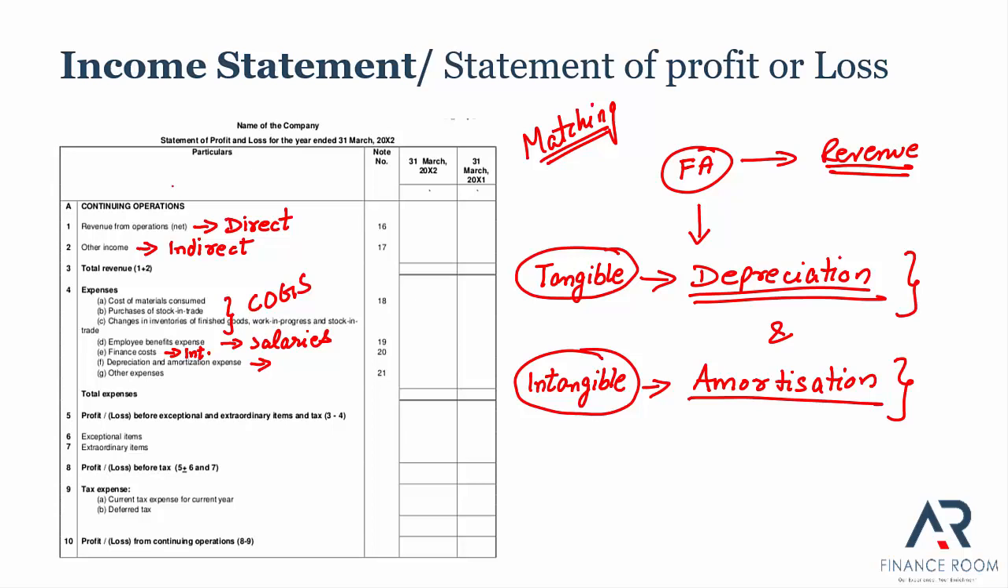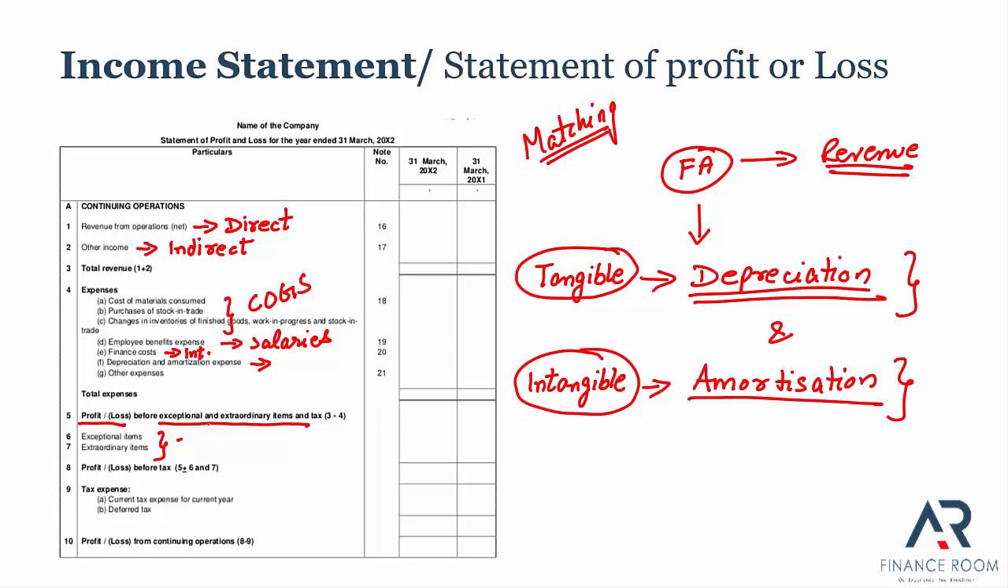Okay, so total revenues minus expenses, you get your profit or loss. Now, when we report it in an income statement, you might be seeing this kind of line: profit or loss before exceptional and extraordinary items and tax. That means the non-operating items or one-time charges. For example, there might be some loss by fire, which is one time, right? Those will be your exceptional items.